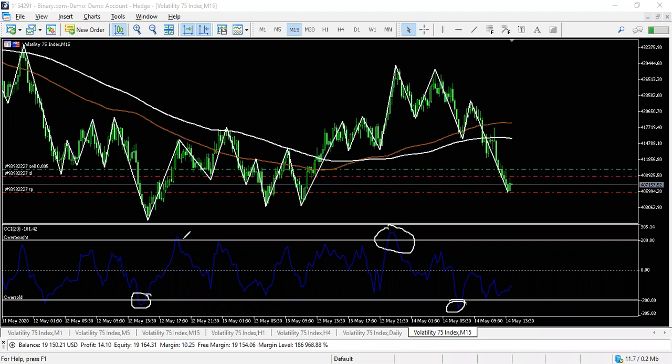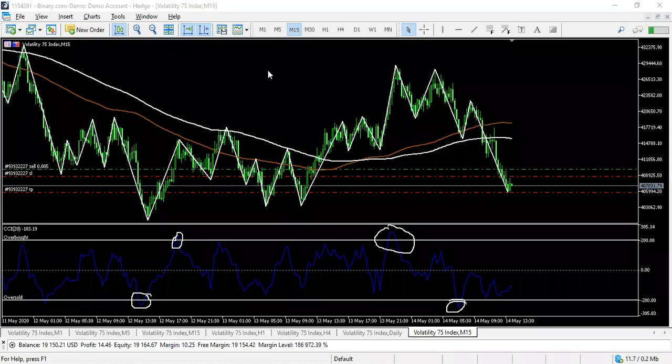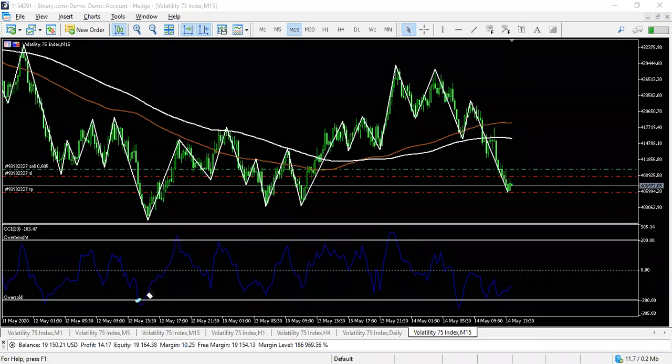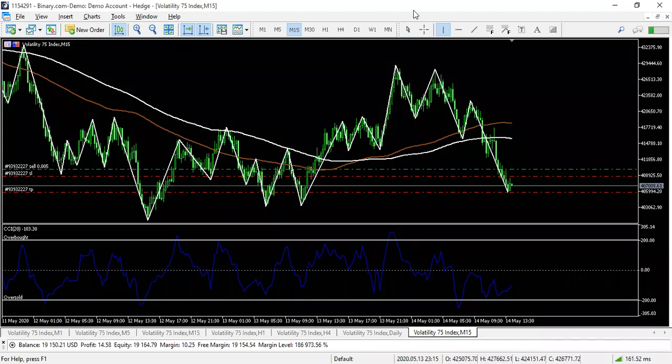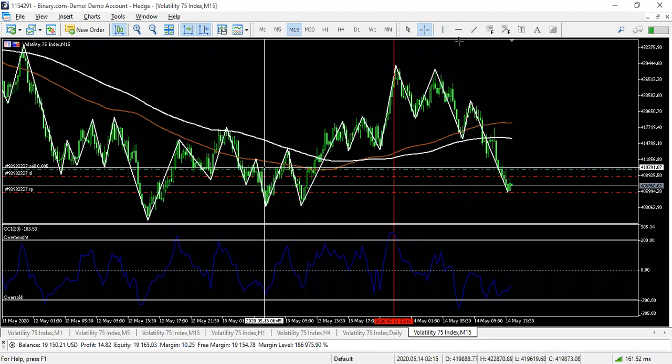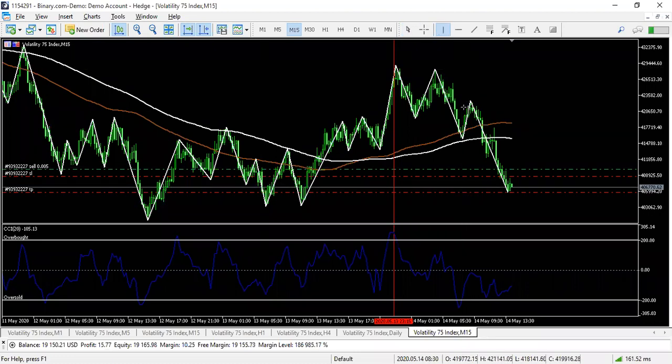So below minus 200, above plus 200, you can always expect a reversal. And I will use two of these occasions to make an explanation. So let me first of all pinpoint them. We have one here, we have another one right here. And these are two trading opportunities.